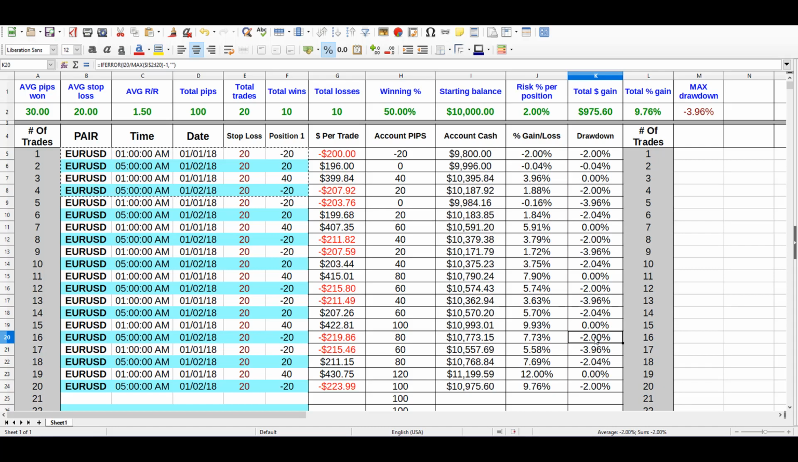All right, guys, so now you should have a pretty good comprehension of how this spreadsheet works. In the next video, we'll be using it to backtest a couple of pairs using the pullback strategy together. I'll see you guys in that next video.